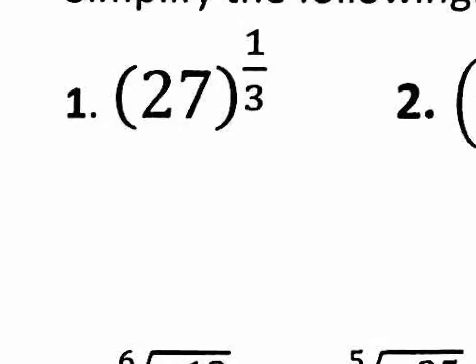Number one, a lot of people get freaked out here. 27 to the 1/3, that's really just saying what is the third root of 27. Okay, so you could rewrite this as the third root of 27 if you're more comfortable with radicals, right? So what is the third root of 27? 3. Now, if you say 9, think about it. What's 9 times 9 times 9? That's definitely not 27, right?